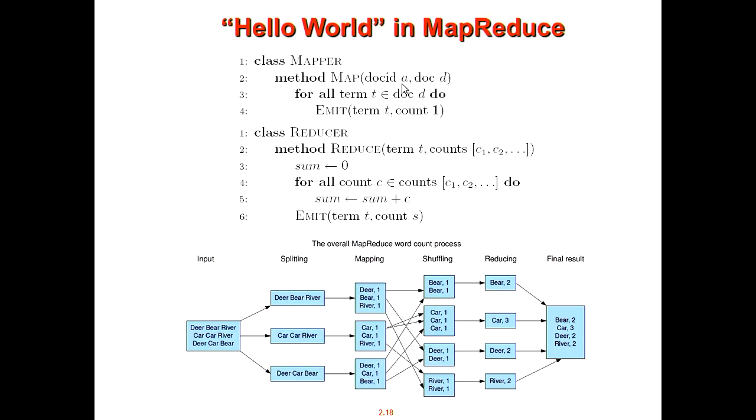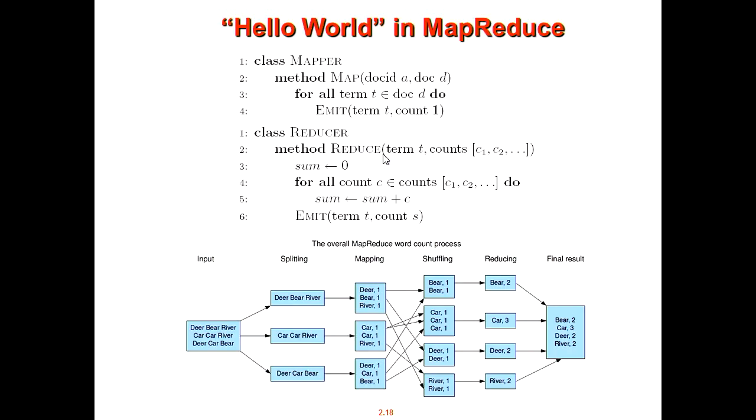The mapper takes document ID and document as a key value pair input. And in this map function, it's very simple. For each term within the document, you just emit a key value pair with this term and count 1. So term and 1 will be sent out from this mapper. This is the intermediate result obtained from the map function.